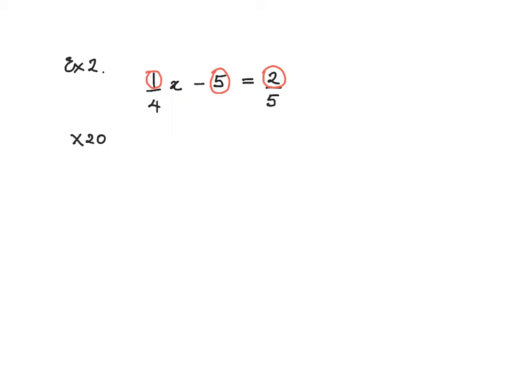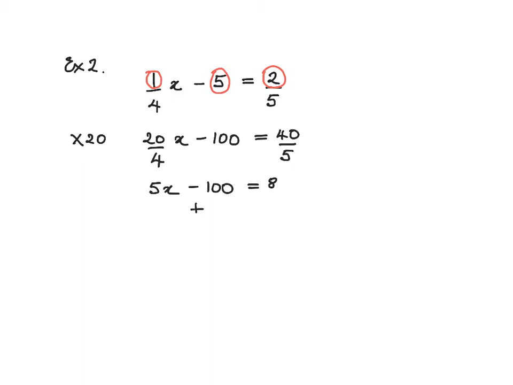So 20 times 1 is 20 over 4 x. 20 times 5 is 100. 20 times 2 is 40 over 5. Now, let's look at the first fraction. 20 divided by 4 is 5, 5x minus 100. 40 divided by 5 is 8. No fractions, so we should know how to proceed.